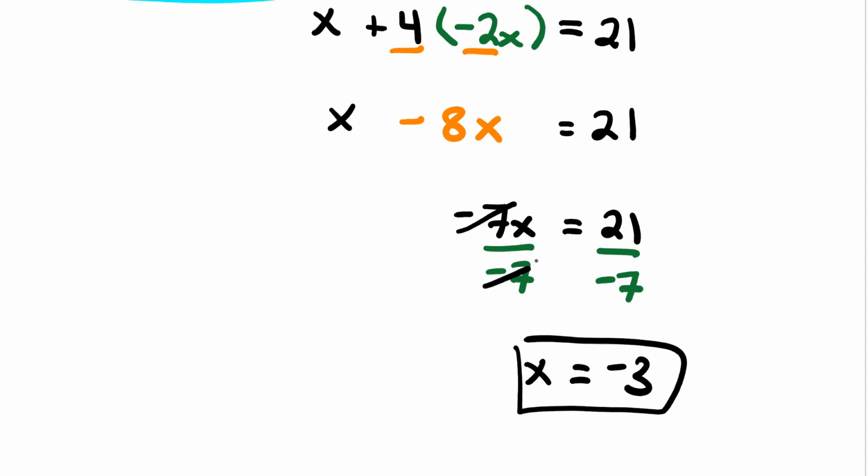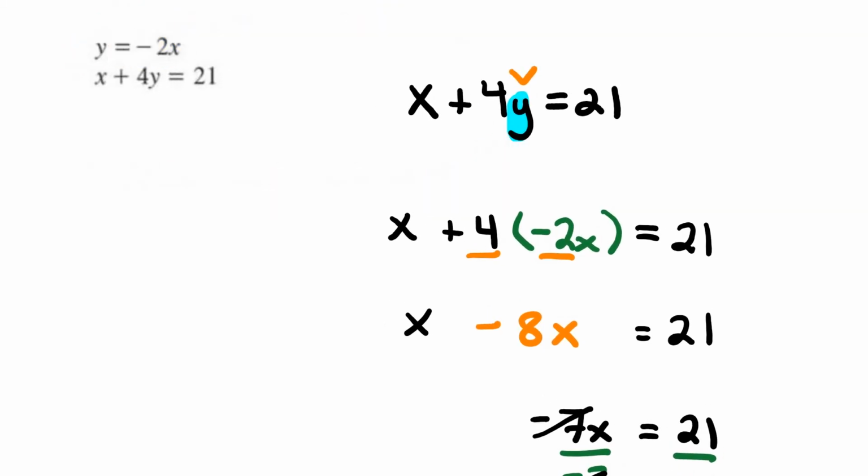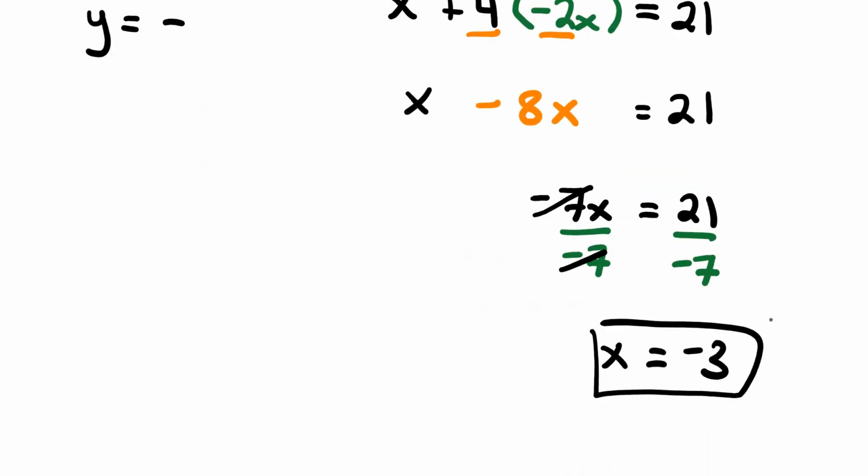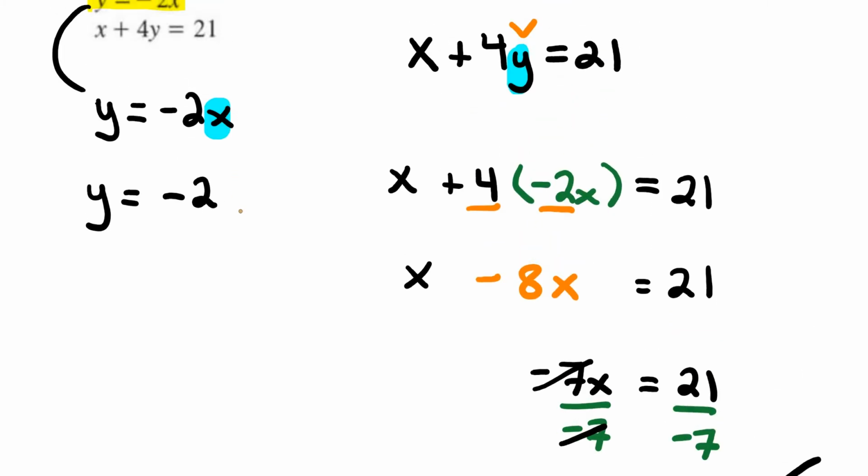And once we know that x equals negative 3, let's just go back to the first equation here. So here's my first equation. I'm going to rewrite it. So I know that y equals negative 2x. Now remember, what does x equal? X equals negative 3, right? So let's go ahead and plug in negative 3 there. So it'll be negative 2 times negative 3. And negative 2 times negative 3 is going to be positive 6, right? So my final answer is going to be negative 3, comma 6.